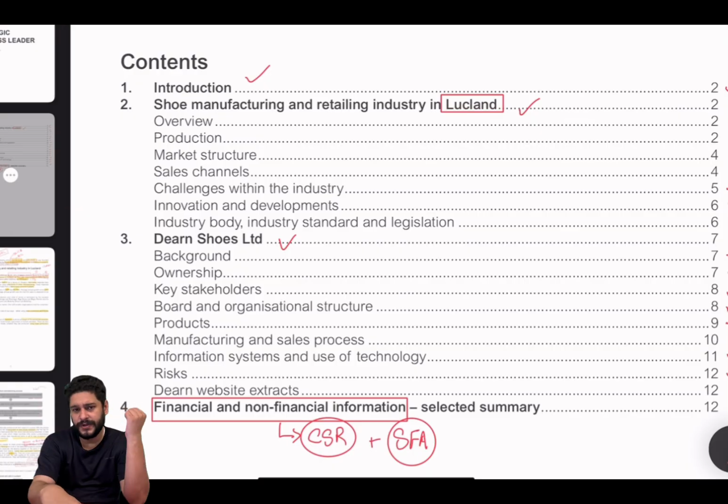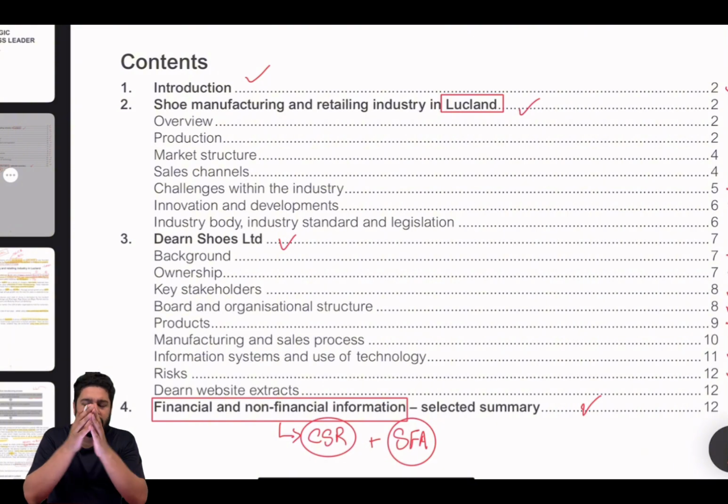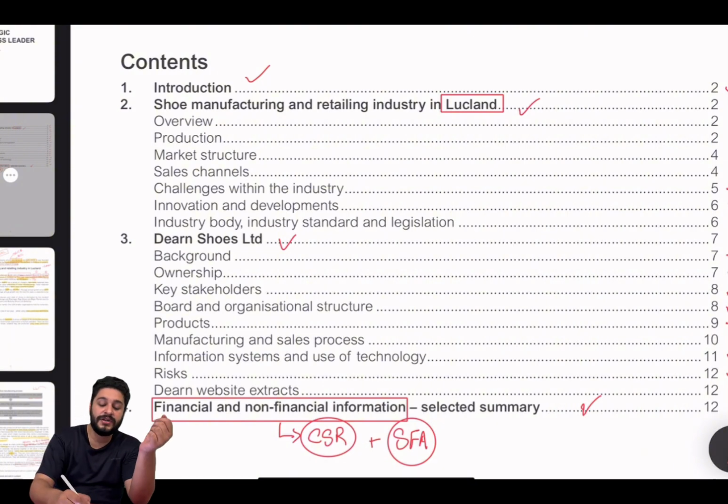In fact, four types of information. There is a financial and non-financial summary as well. So there are four different types of information that are being provided to you in your examination, or before going into your examination. Remember, this pre-seen will be given to you 15 days before the examination.